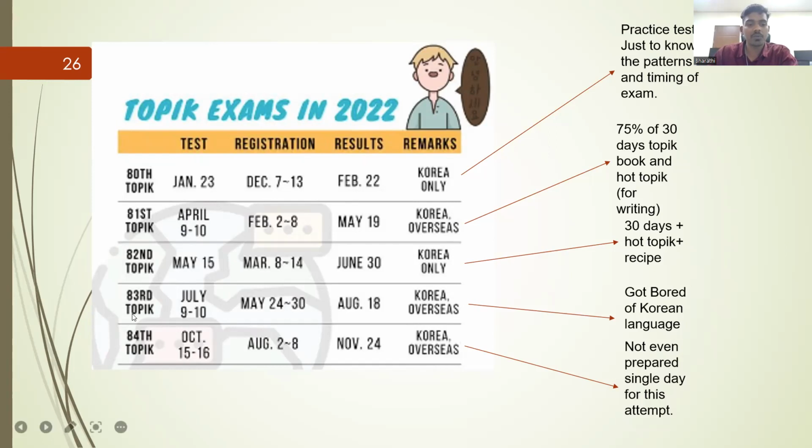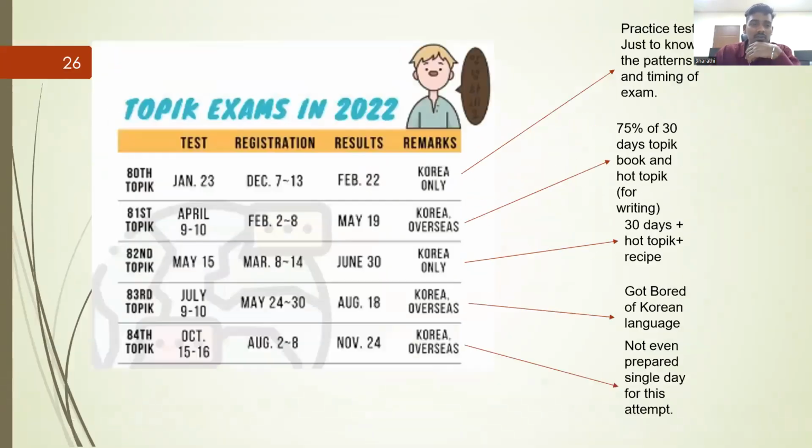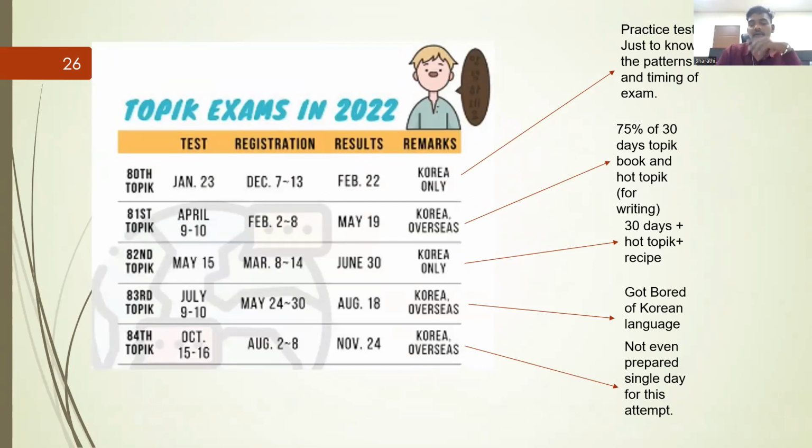And for the 83rd Topik exam, I got almost bored of the Korean language because I had attended three Topik exams, but I couldn't get a result for the 81st and the 82nd because they always release results after 2 exams this time. So I got 2 results together. In both results, I got only level 4 again. So I didn't write the 83rd exam.